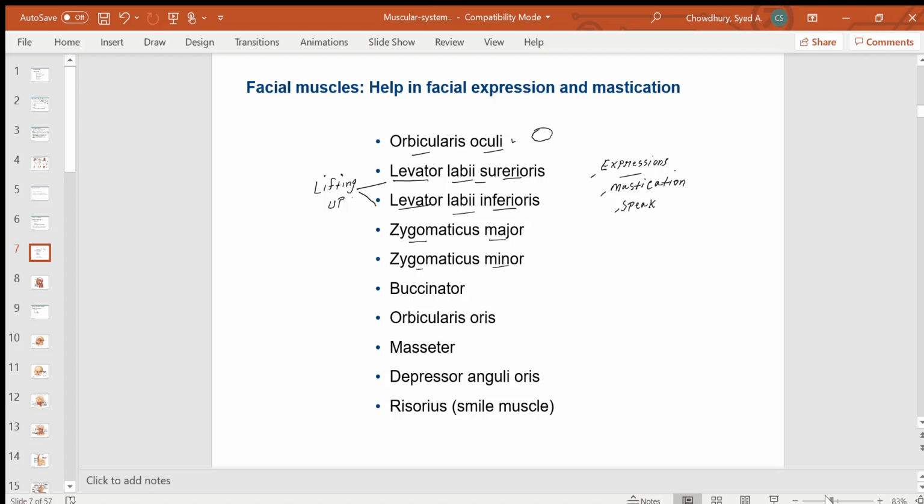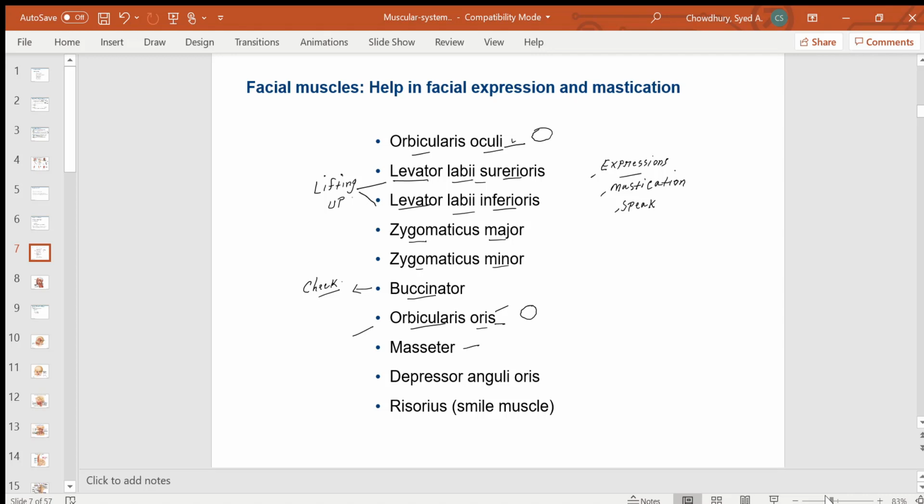Buccinator. The buccal area means cheek, so the cheek area is called the buccal area. So buccinator is in the cheek. And then orbicularis oris. Again, orbicularis is round, and oris means mouth, oral, which came from mouth. So orbicularis oculi, oculi means eye, while oris refers to the mouth.